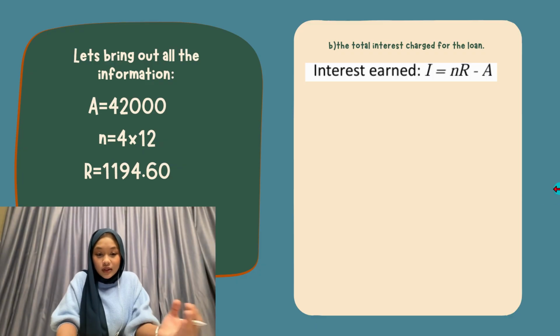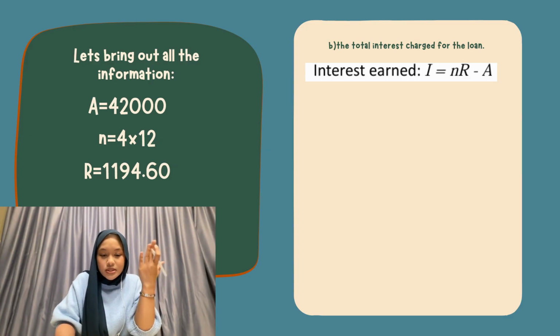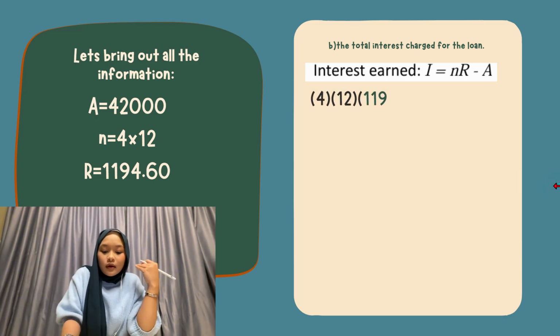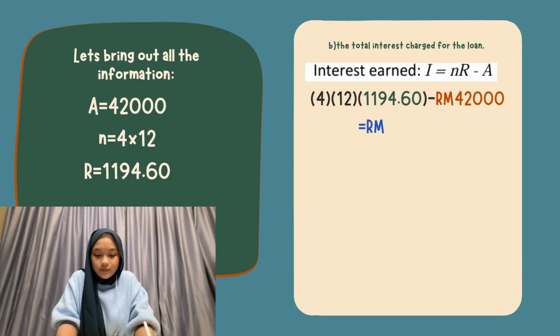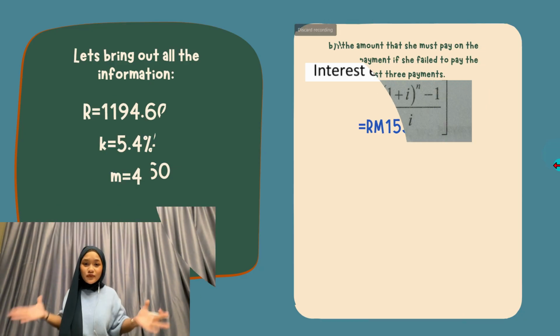Move on to the next question, which is question B. Okay, question B is about the total interest charge for the loan. So after we know the formula that we have to use, which is I equals to NR minus A, we can bring out all the information and make an equation by use this formula. Okay, after you click the calculator, you will get the answer, which is RM15,340.80 ringgit.